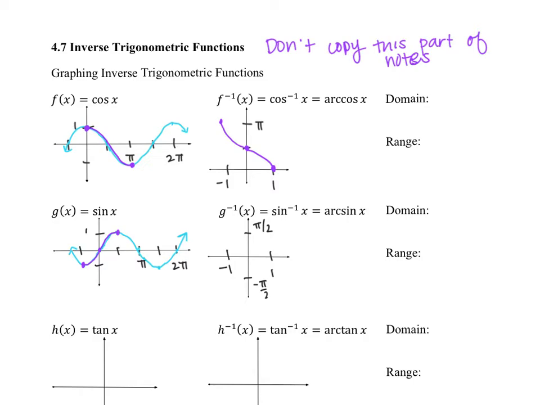So at -1, -π/2. Let's see, at 0, 0. And at π/2, +1. So at 1, π/2. Okay, this is the graph of inverse sine.